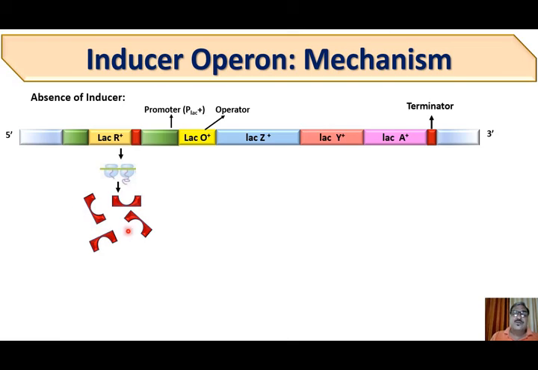the inducer-repressor complex cannot be formed, so there is no change in the structure, and this lac repressor, which has affinity to bind with the lac operator, binds with the lac operator gene and prevents the activity of the RNA polymerase enzyme. So the RNA polymerase enzyme cannot slide further, and hence the transcription of the structural genes lacZ, lacY and lacA doesn't take place. In other words, the operon is switched off.